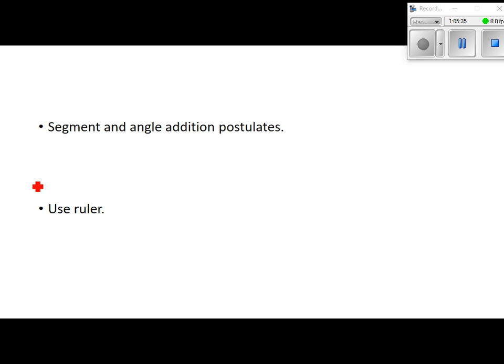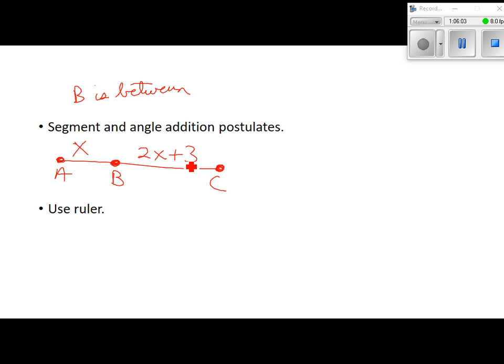Segment and angle addition postulates. I guarantee I put a problem on there. You have to draw this. B is between A and C. So what's going to go right here? A, what goes here? B. C, what goes here? B. Then they're going to tell you this is X. This is 2X plus 3. The whole thing is 28.